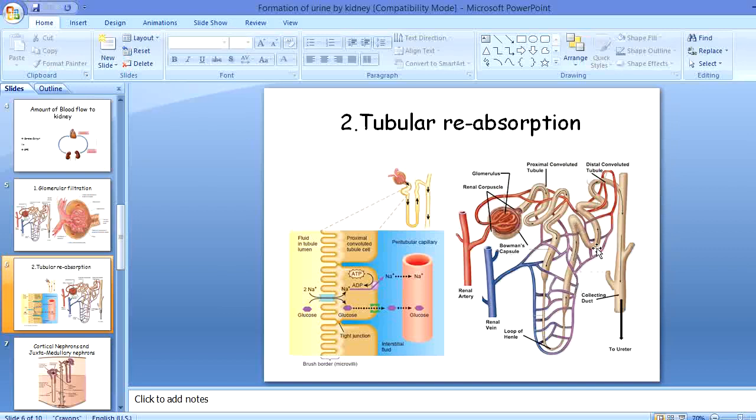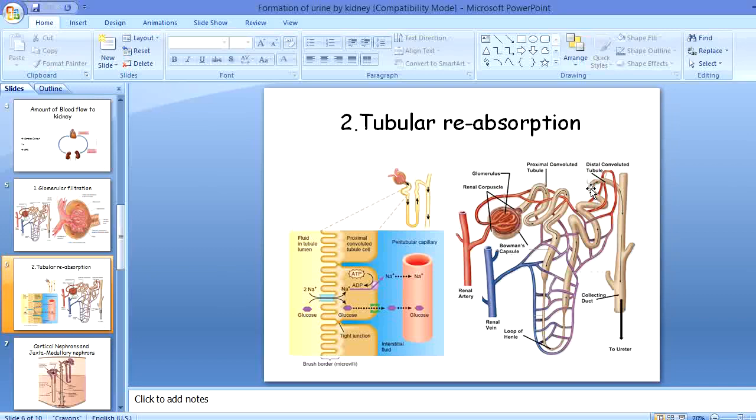So when it goes over here, the water is also reabsorbed from this area. This area is now permeable to water, so some water is reabsorbed over here, because once again this area is permeable to water. So after this tubular reabsorption, what will happen?